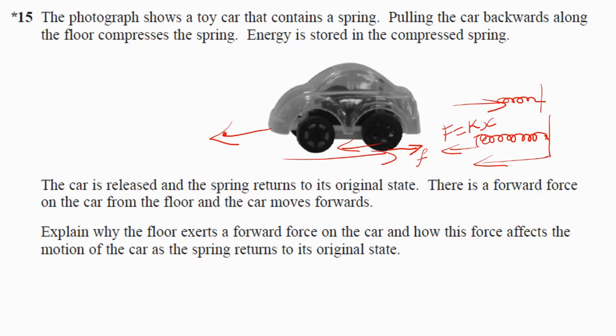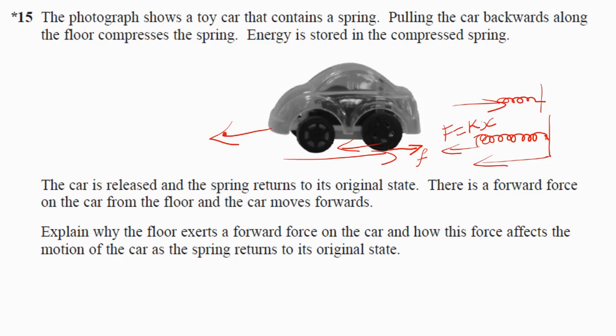As the car moves in the forward direction, the compressive force in the spring reduces. That means the acceleration reduces. At the ending point, the acceleration becomes zero. That means the spring is restored to the equilibrium position.